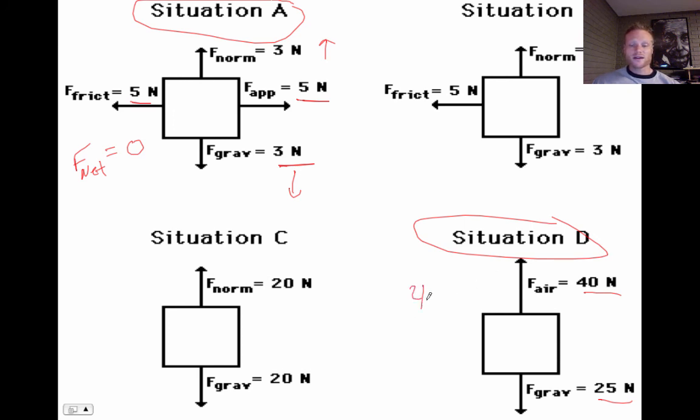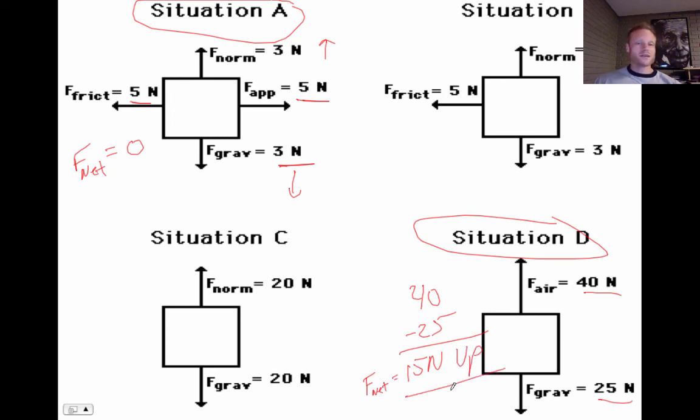So you just take 40 minus 25, and if you do that math, you should get 15 newtons. Now remember, a force is a vector, so we have to state a direction on this. What direction is the net force going? Well, the net force is 15 newtons up, and that would be my answer.